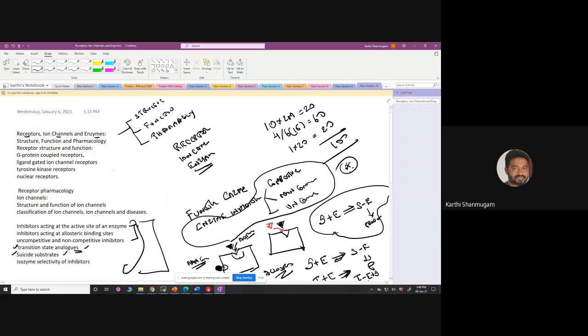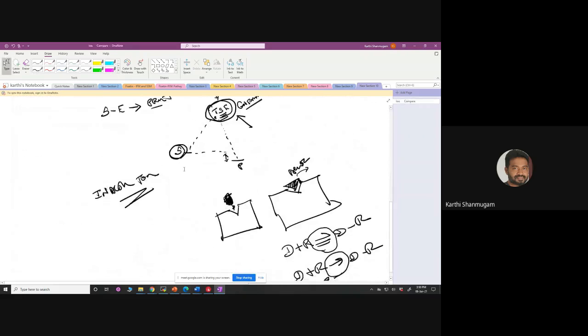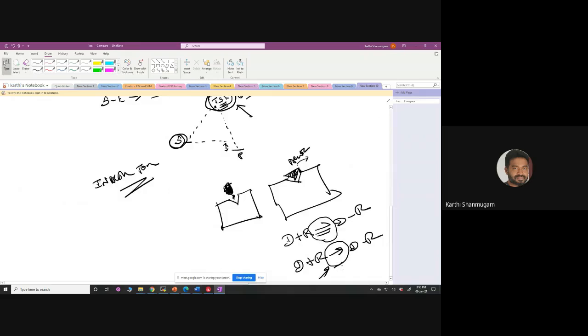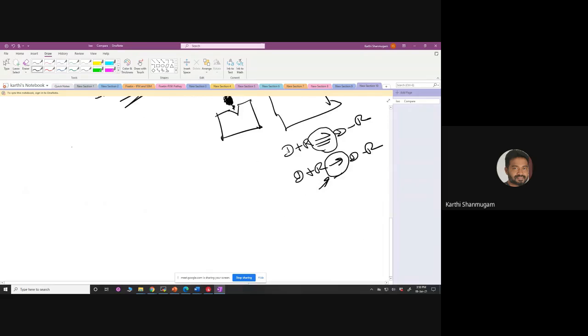So coming to the first part, even before the general structures, first you have to study about the classification of receptor. If you remember, in one of my presentations I discussed the classification of receptors. So we can classify the receptors into different subtypes: superfamily type 1, superfamily type 2, superfamily type 3, and superfamily type 4.